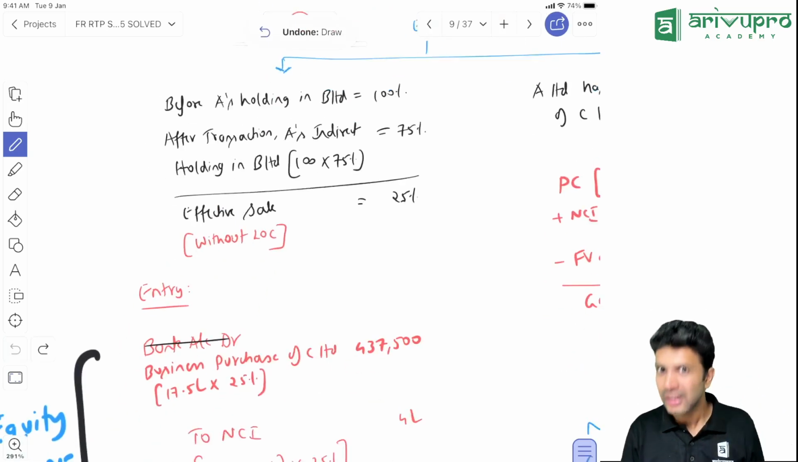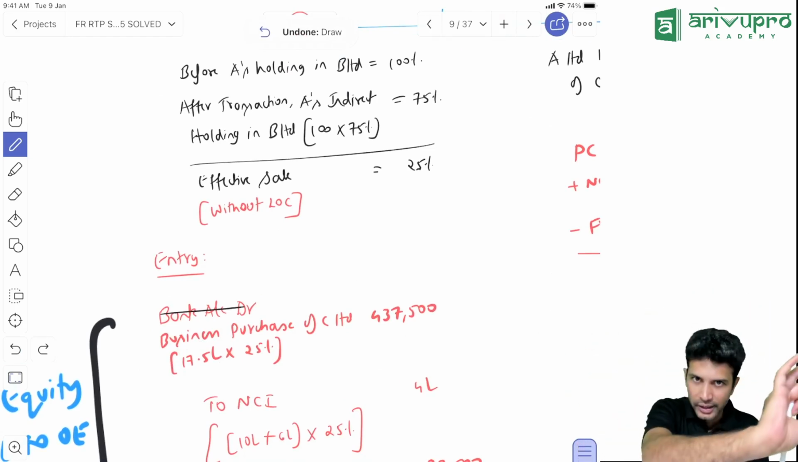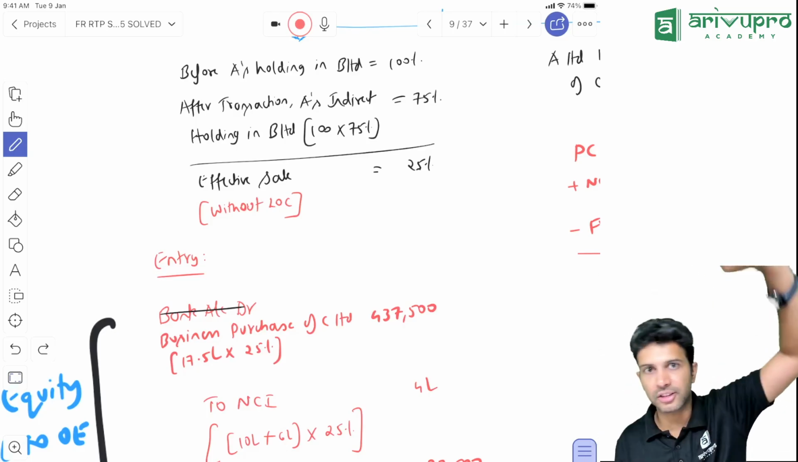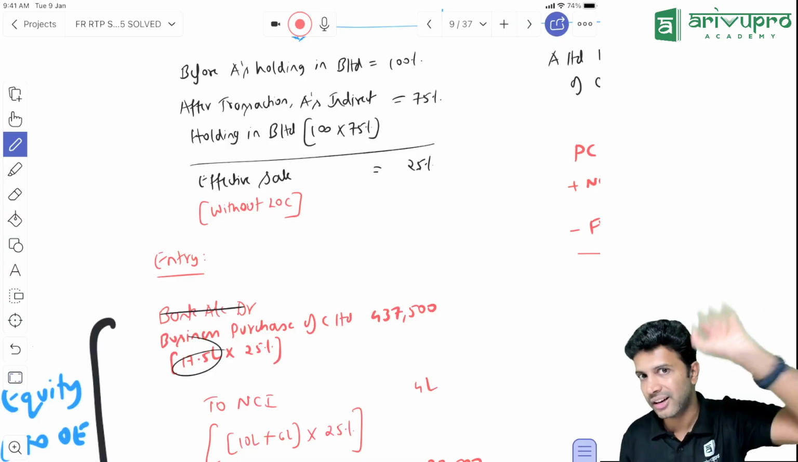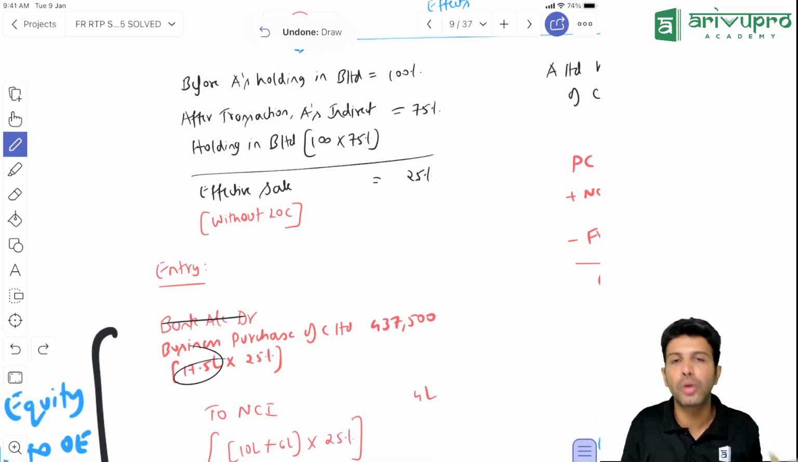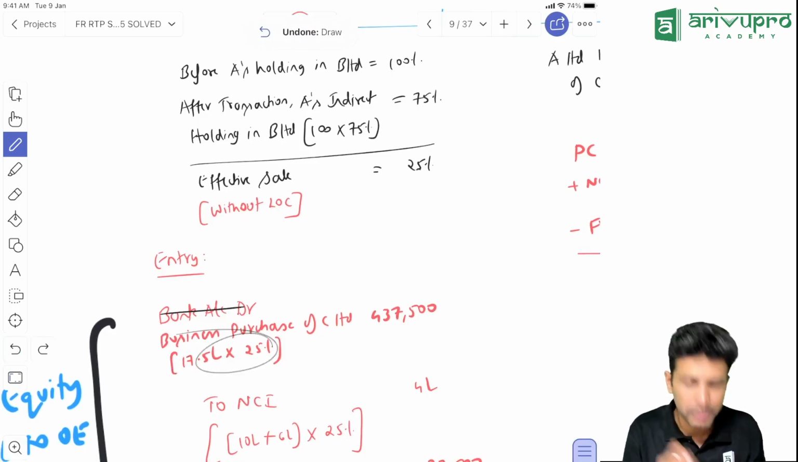Once again, what C has given is shares worth 17,50,000 to A, right? But that 17.5 lakh is the total fair value of B. It's 100% fair value of B. But we have not sold 100%. Effectively, we have sold only 25%. Hence, what we have to do? Take 17,50,000 and multiply by 25%.